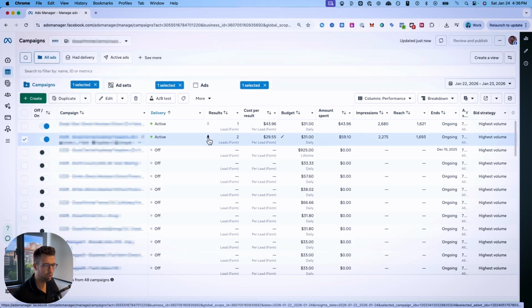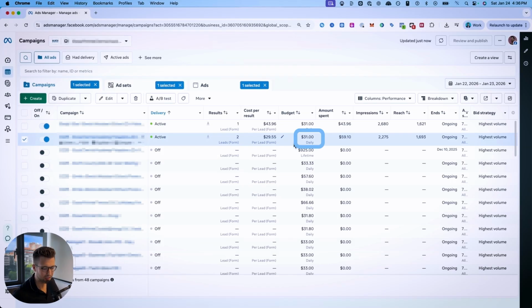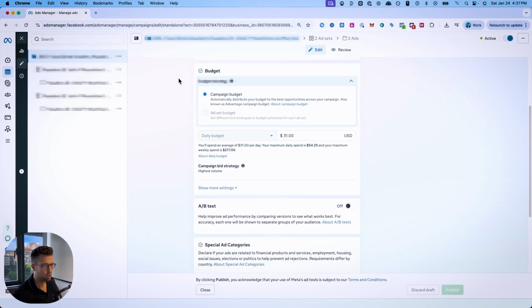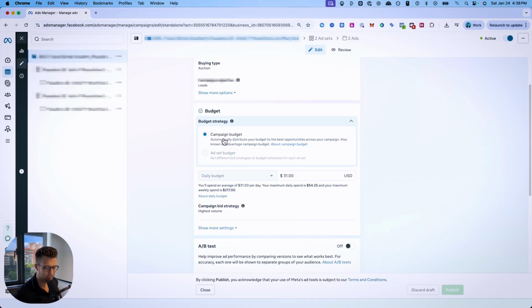Now, the first thing you'll notice is that you're going to see a budget of $31 per day at the campaign level. Now, that means I've chosen to use campaign budget optimization. You can see that choice right here. What this means is that Meta is going to allocate the budget between ad sets as Meta sees fit. And truthfully, the algorithm is smarter than any human in doing this.